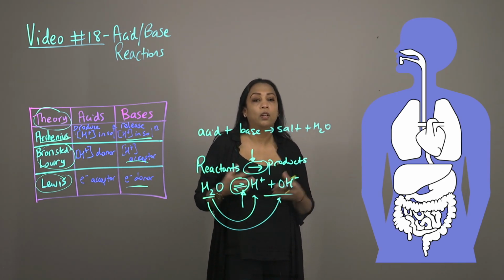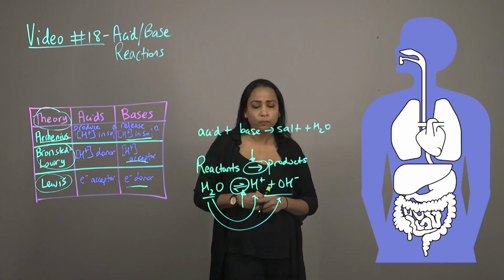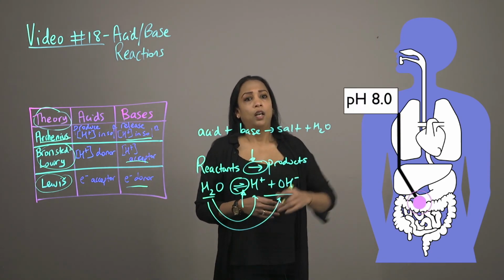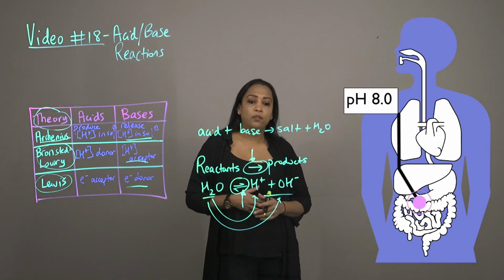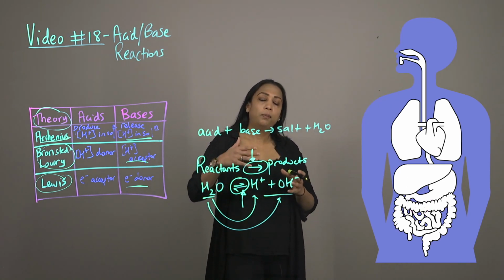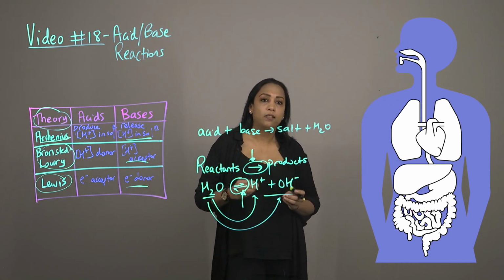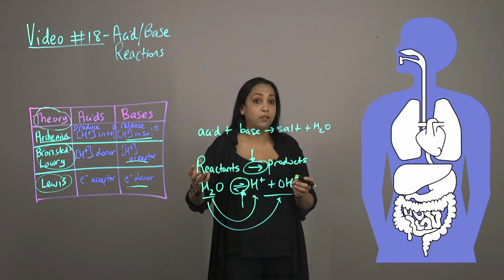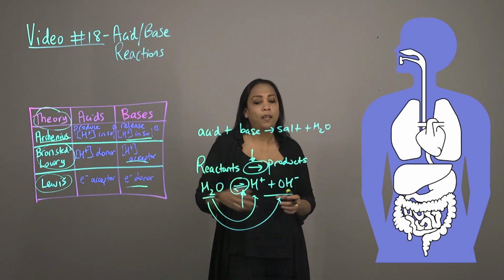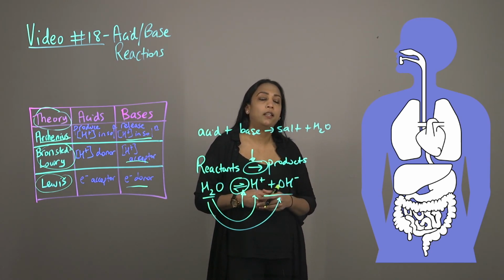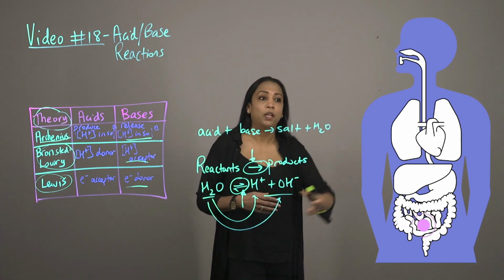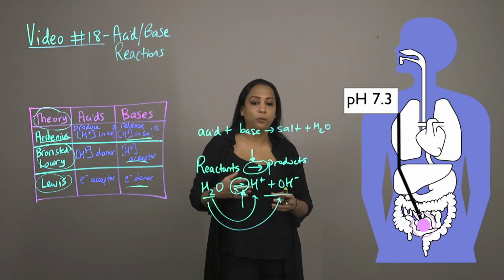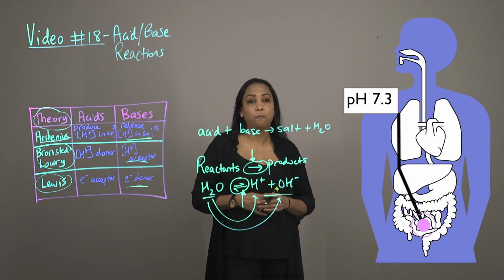Further down in the digestive system, the pH around the pancreas is about 8.0. So the pH in the pancreas is slightly alkaline. So this is, of course, different to what we see in the stomach, which is quite acidic. And then even further down in the digestive system, in the small intestine, you will see that the pH is around 7.3, so just slightly alkaline.